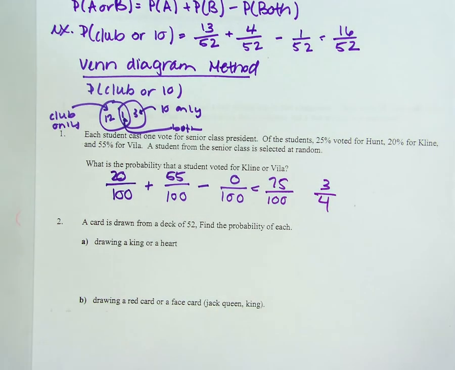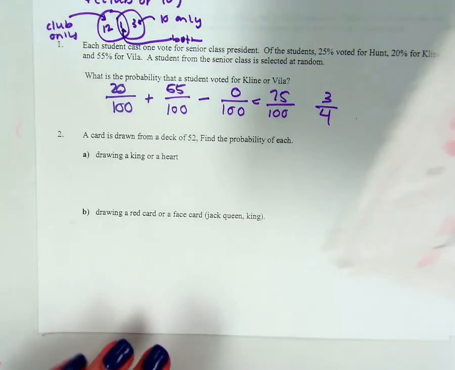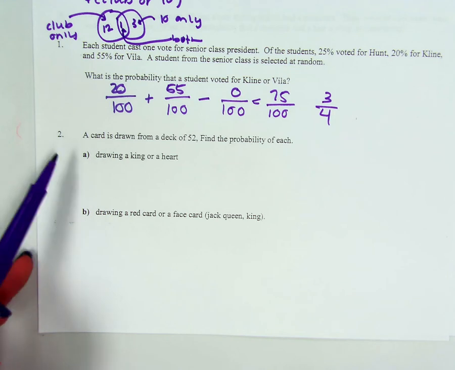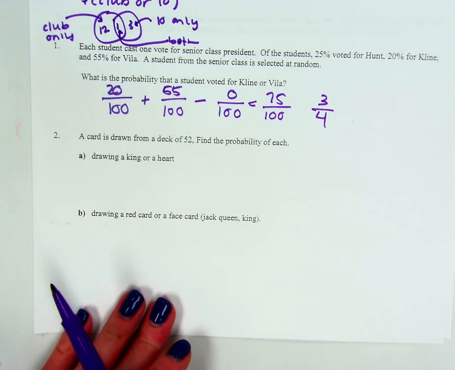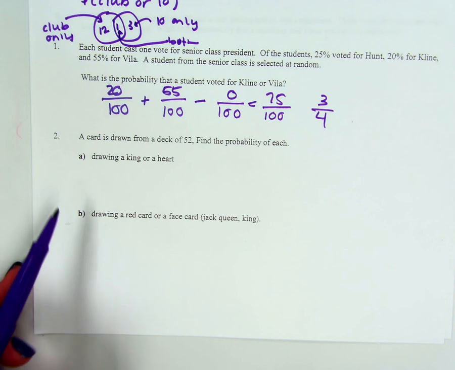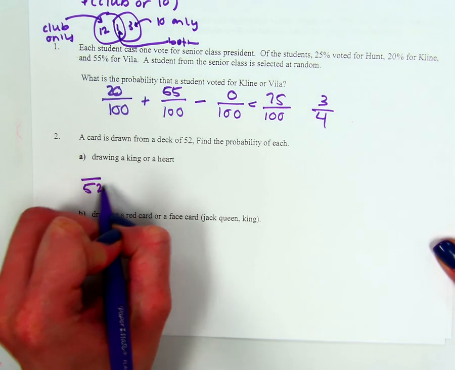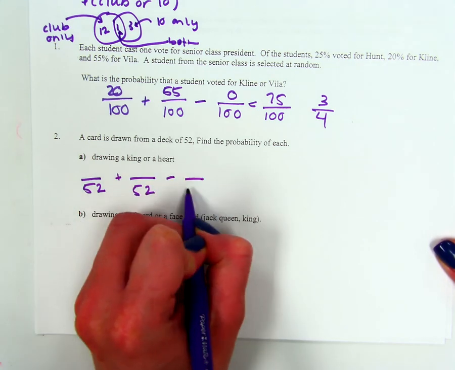So look at number 2. It says a card is drawn from a deck of 52. Find the probability of each. So we're drawing a king or a heart. We will start with 52 for both of those, so we'll put 52 on the bottom.